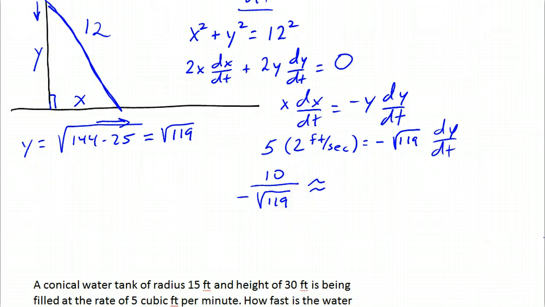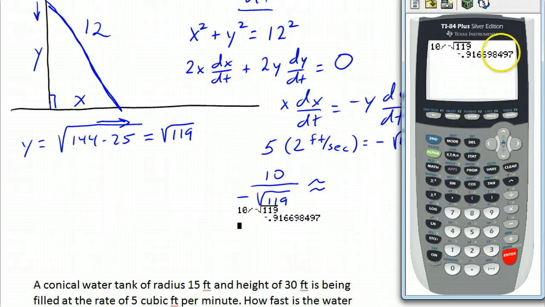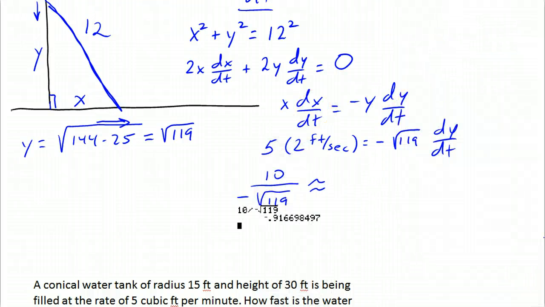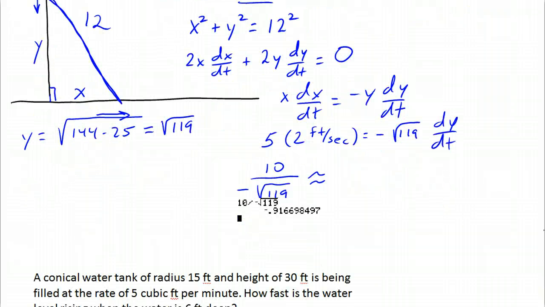And let's approximate that with our calculator. So 10 divided by negative square root 119. And it looks like it's about negative 0.92 feet per second. Now it's negative because as x is increasing its distance, y is going to decrease its distance. So that's why the rate of change of y is negative.